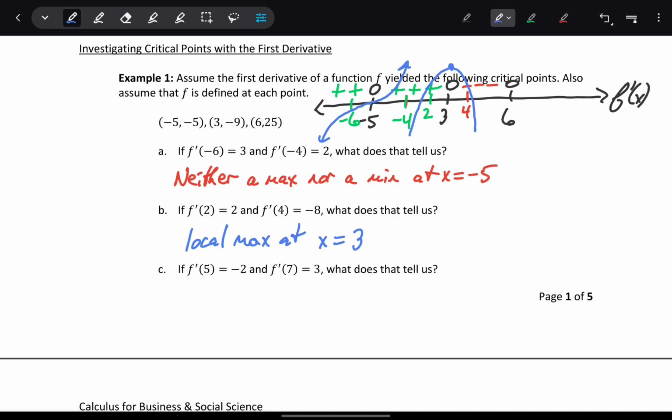Then in part C, we're told that f prime of 5 is going to be -2. So the first derivative is still negative in that same interval. And then on the other side of x equals 6, we're told that f prime of 7 is equal to 3. So we get a positive value for the derivative. Meaning we have a function that's decreasing, and then at x equals 6 changes to increasing. And that picture, that quick sketch, shows us that we have a local minimum occurring at x equals 6.